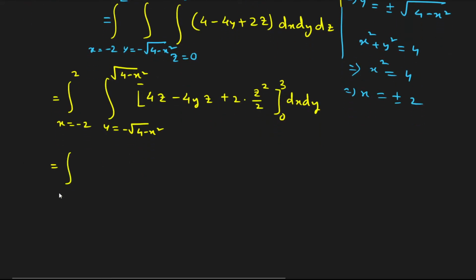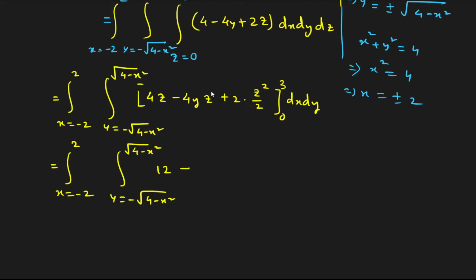So this is equals to integration minus 2 to 2. If we put the limit, what we will get? 4 minus x square, then 4 minus x square. So if we put 3 in place of z, this term will become 12 minus, again in place of z, if we put 3, it will become 12y, and here z cancel. If we put 3, then we will get 9, and if you put the lower limit, everything will be 0, then dx, and then what? dy. So finally what we have? 21 minus 12y.